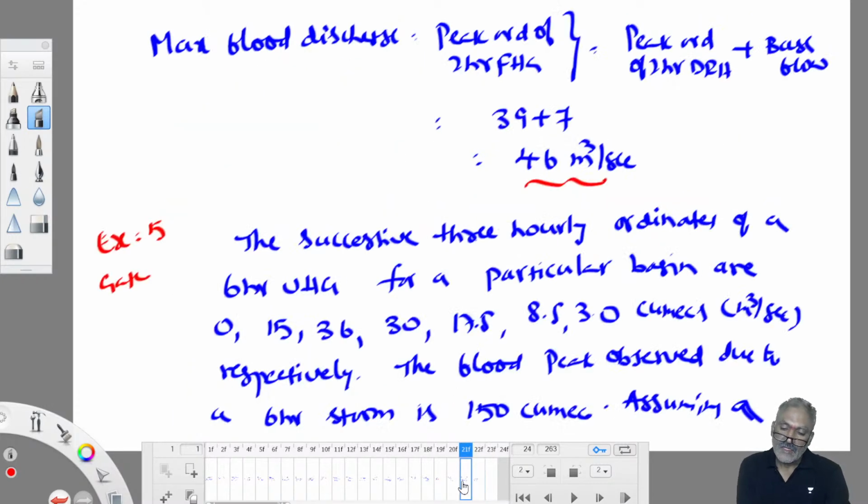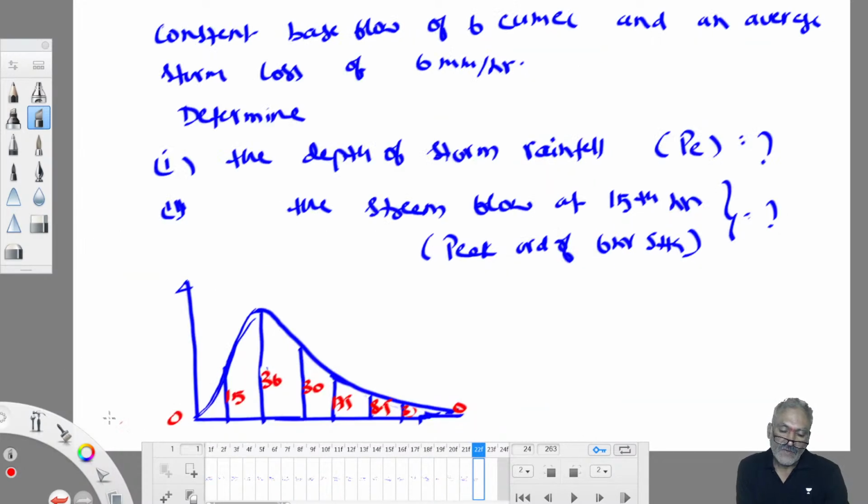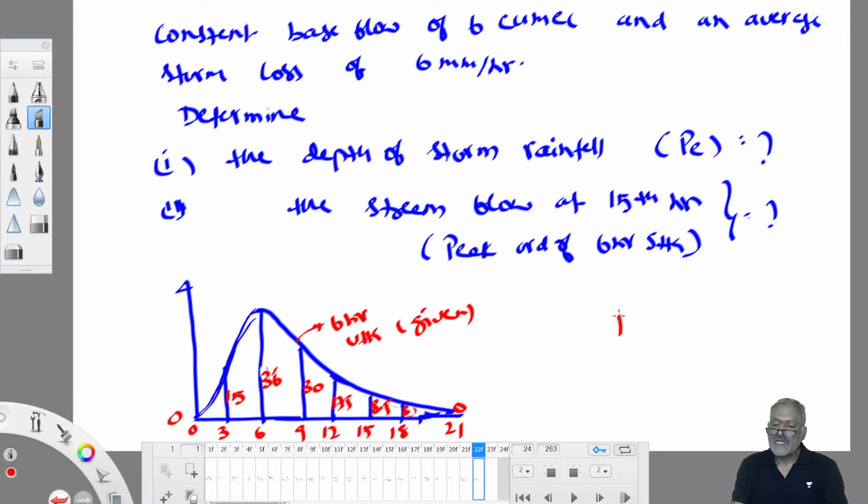One ordinate takes a successive 3-hourly time interval. That means the first one is 0, then 3, 6, 9, 12, 15, 18, 21. So runoff is there up to 21 hours. The catchment is draining runoff for 21 hours. This is the 6-hour unit hydrograph given to you with ordinates. With the help of this, what you have to find out is the storm rainfall, PE, then at the 15th hour, the peak ordinate of the 6-hour storm hydrograph or flood hydrograph.